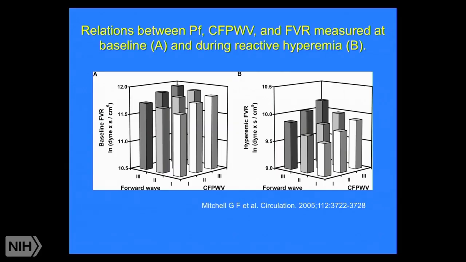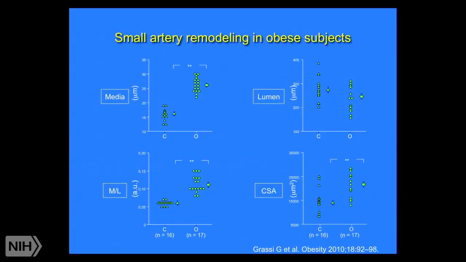So let me move on to another cardiovascular disease, obesity. This is a study that we did in collaboration with Professor Mancia in Milan, and these were obese, morbidly obese, normotensive individuals. So what was the morphometry of small arteries in the subcutaneous tissue of these individuals? Surprisingly, they exhibited hypertrophic remodeling.